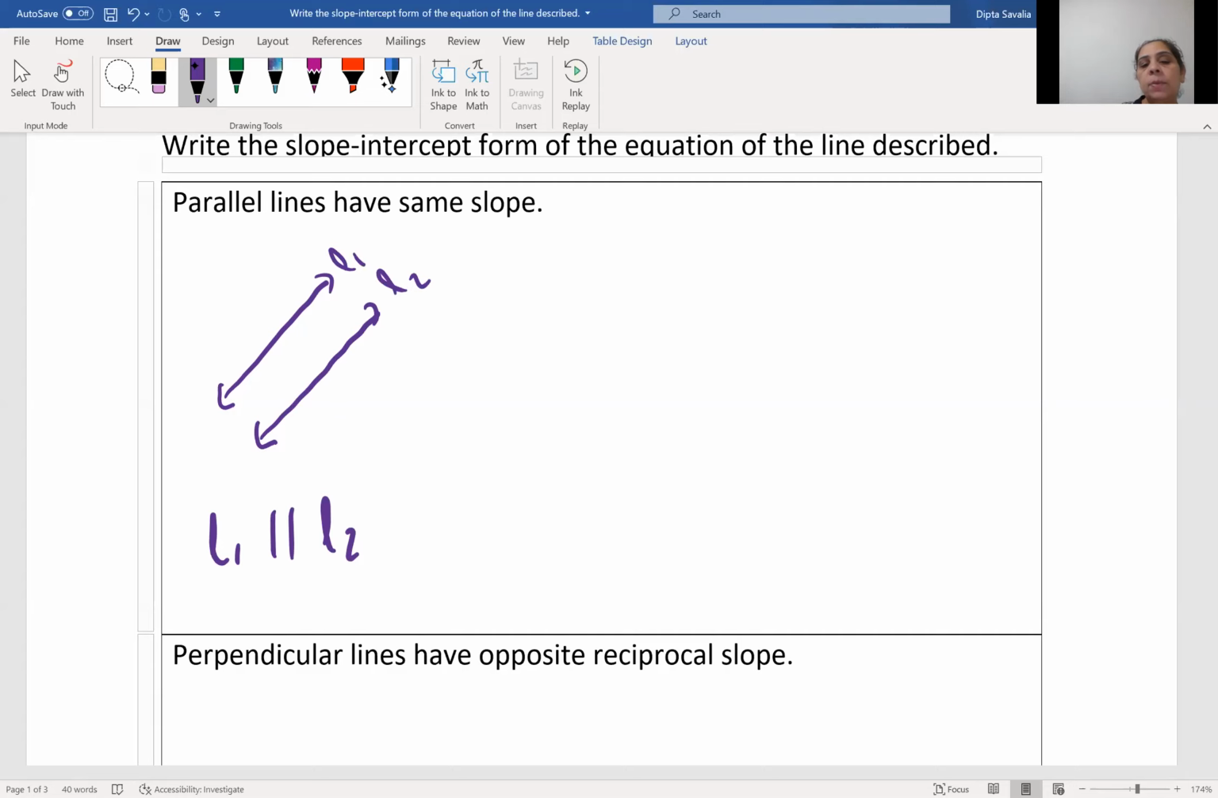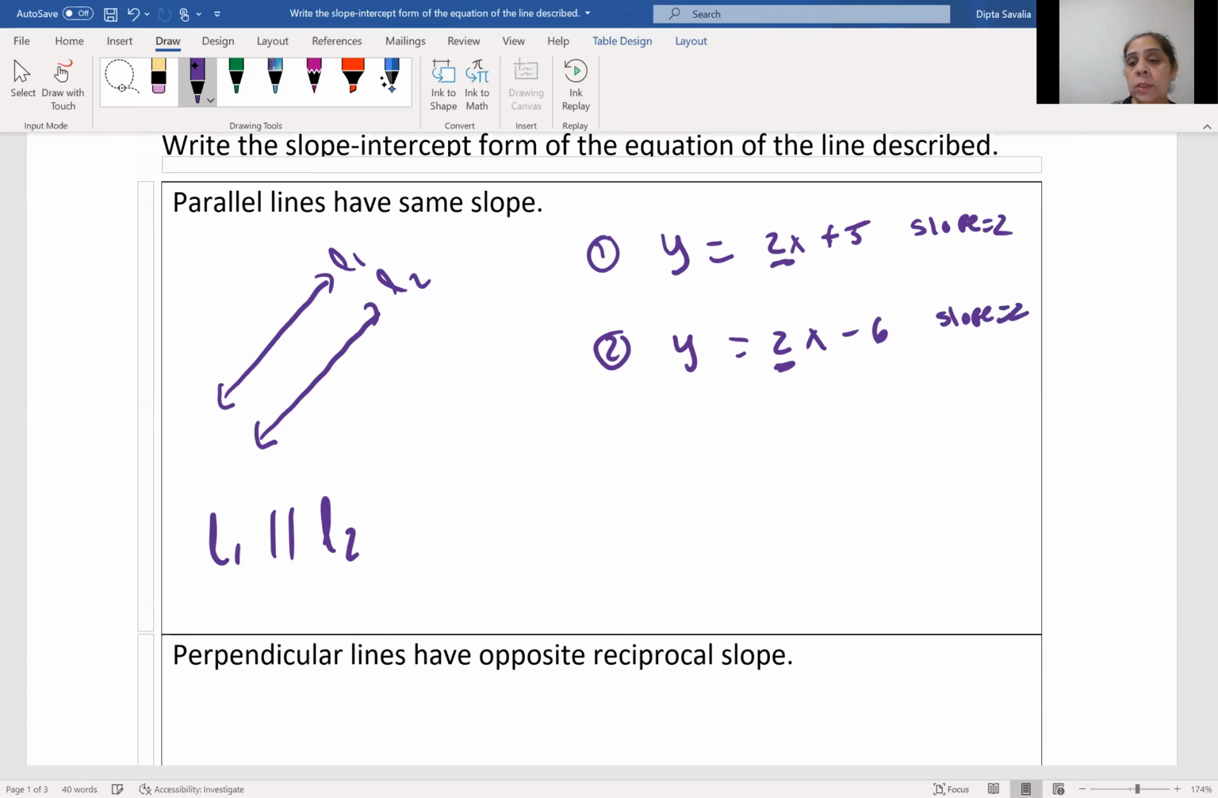Let me give you an example. Let's say equation 1 is y equals x plus 5. In the second equation, we have y equals x minus 6. So what is the slope for the first line? The slope of the first line is the coefficient of x. That is your slope. So we can say here the slope is 2, and here the slope is also 2. So these two lines have the same slope. That means these two lines are parallel.